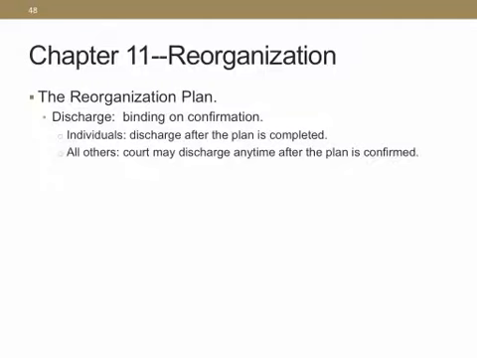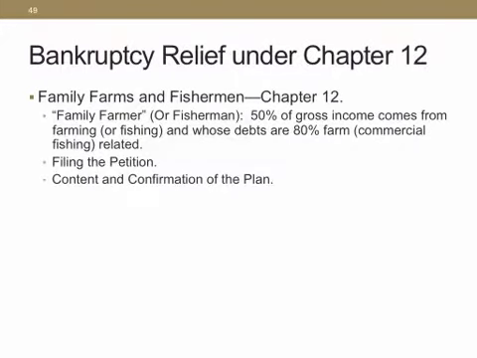Generally just know the difference between the different chapters of bankruptcy in terms of who they apply to. For example, we're talking about Chapter 7 being liquidation, Chapter 11 being reorganization. Chapter 12 is sometimes referred to as for family farms, fishermen. It defines what a family farmer is. This is not just small farm operations.